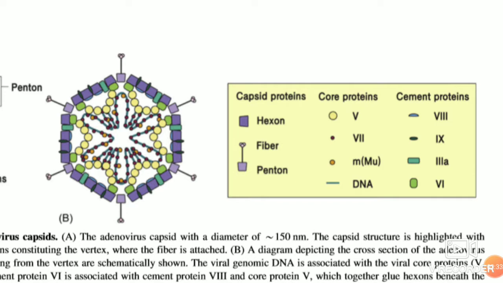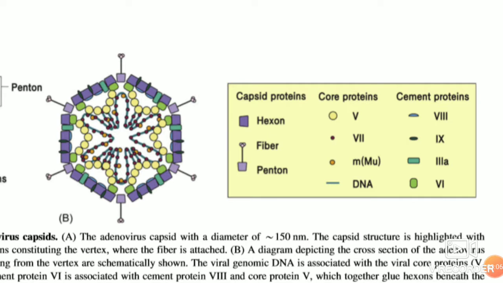It is a non-enveloped capsid particle with T=25 icosahedral symmetry, and there are around 15 structural proteins. The capsid is made up of two building blocks, hexons and pentons. The 20 facets are constituted of 240 hexons, and the vertices are constituted of pentamers. Fibers are attached to the vertices, that is, to the pentamers.